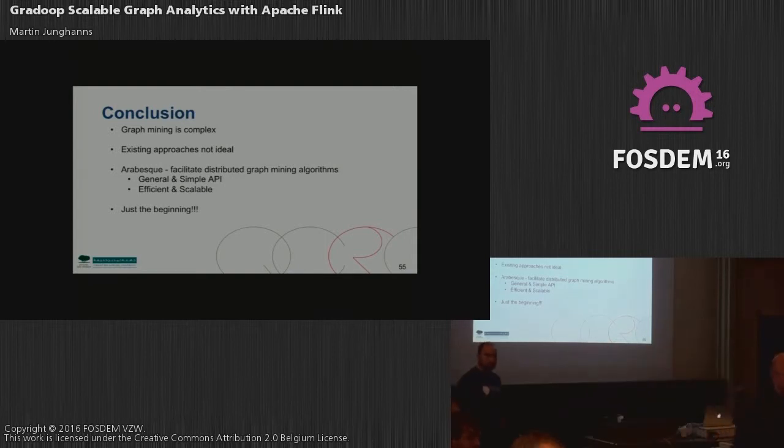So in FSM, you have two different settings. You talked about the single graph setting, but there's also the transactional setting where you want to find frequent subgraphs in a collection of graphs. Is it possible to apply Arabesque? So the question is that FSM can be applied on a single graph and on multiple graphs. For multiple graphs, the problem is a little bit different.